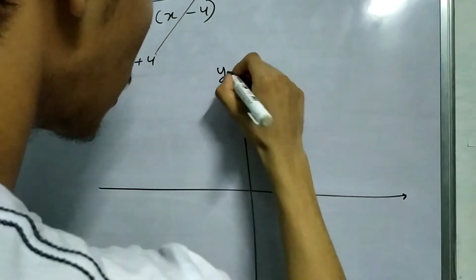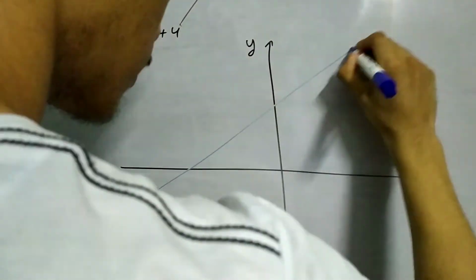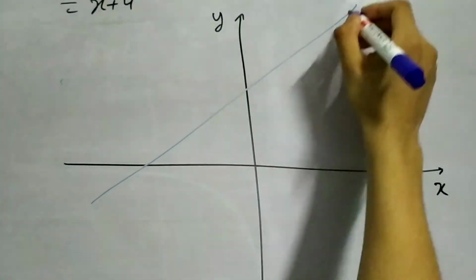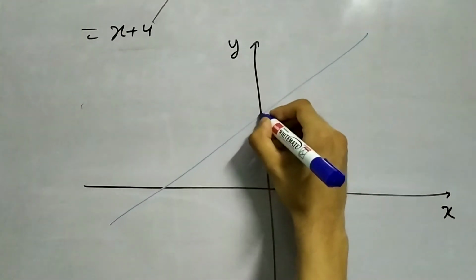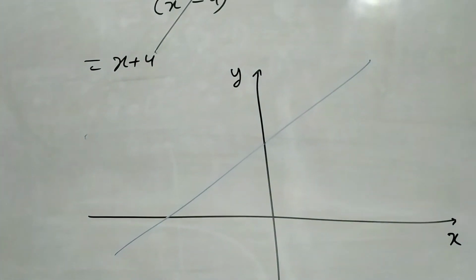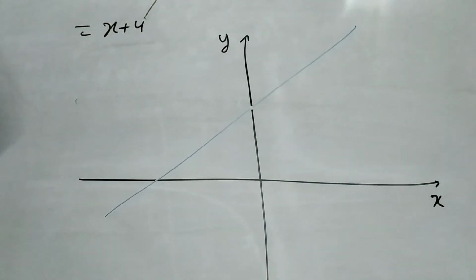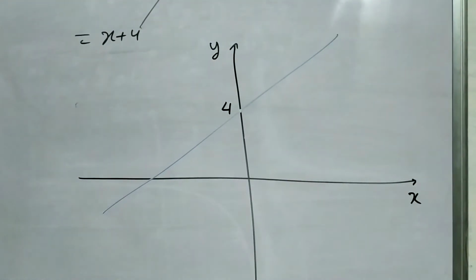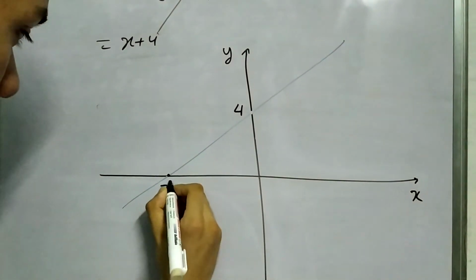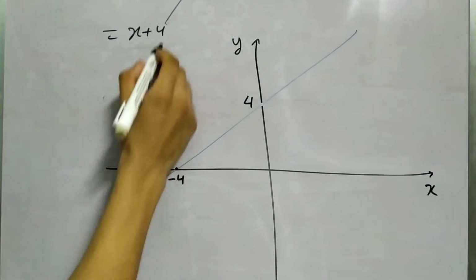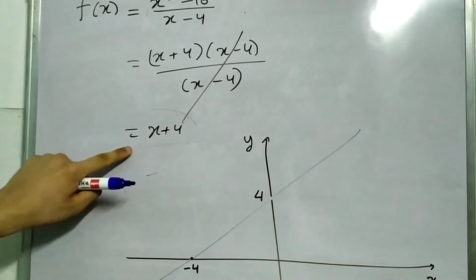This is y, this is x, something like this. It's a straight line. And what are the values? At x equal to 0, it is 4, and it is 0 at minus 4. And this is exactly the graph of x plus 4, because this function is x plus 4.